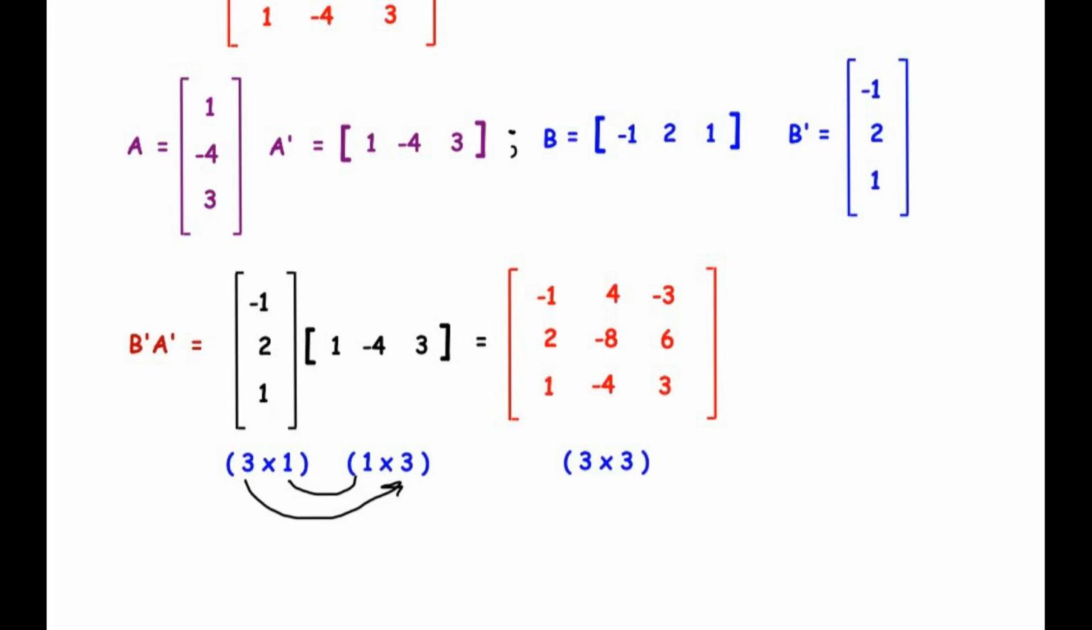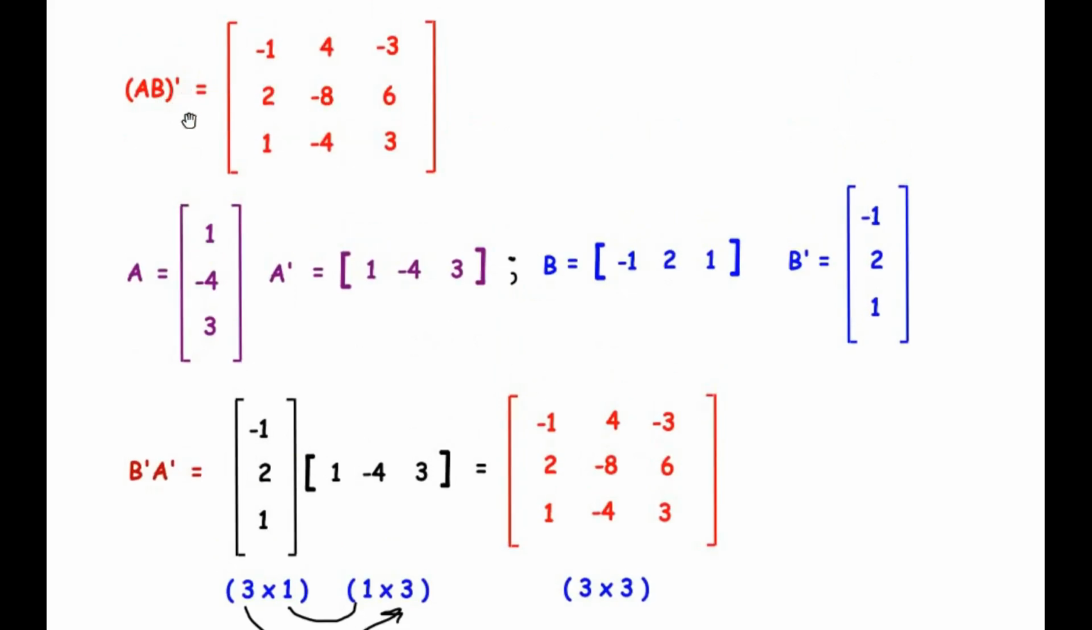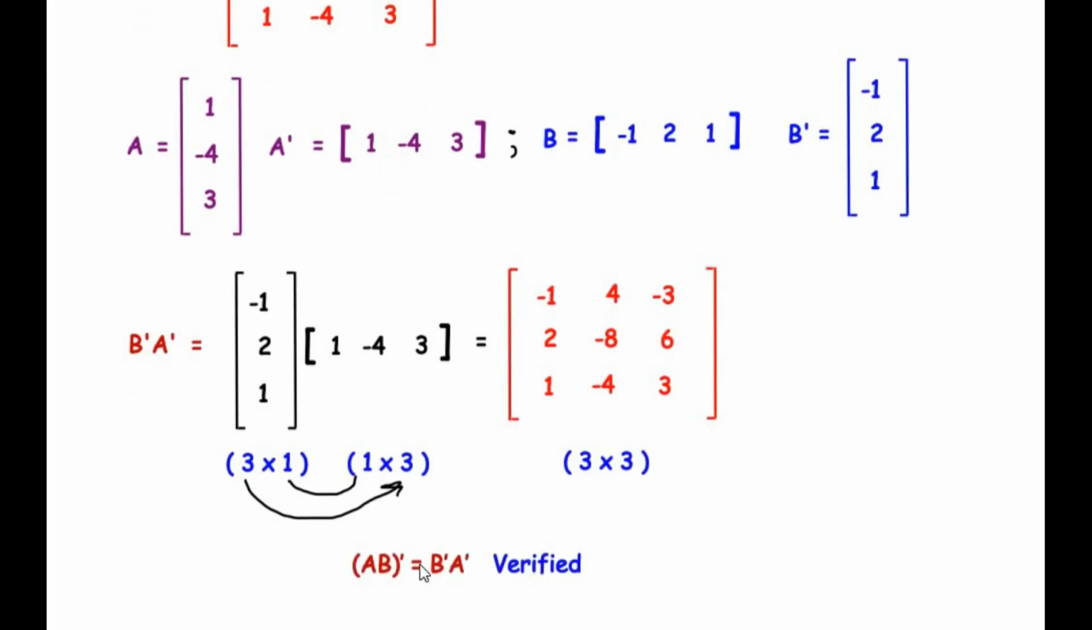Now if we look at the previous matrix, that is AB the whole transpose and B transpose A transpose, we can see that every element in this matrix is equal to every element in this matrix. So first row is equal to first row, second row is equal to second row, and third row is equal to third row. So here we have proved that the left hand side is equal to the right hand side. So let me write here. AB the whole transpose is equal to B transpose times A transpose, and it is verified. Now let us move on to the second sub-question.